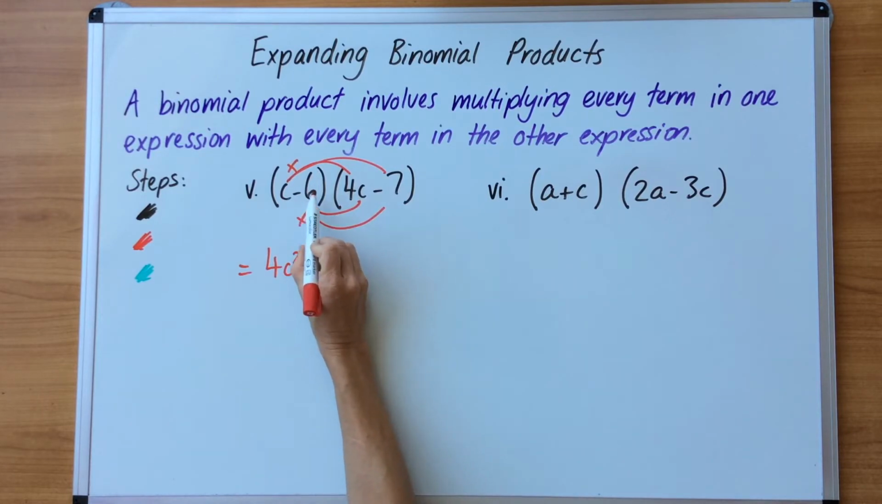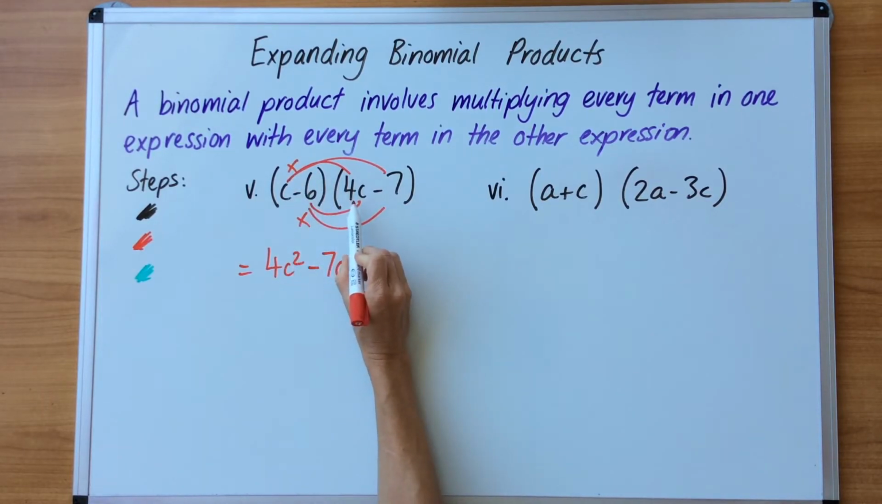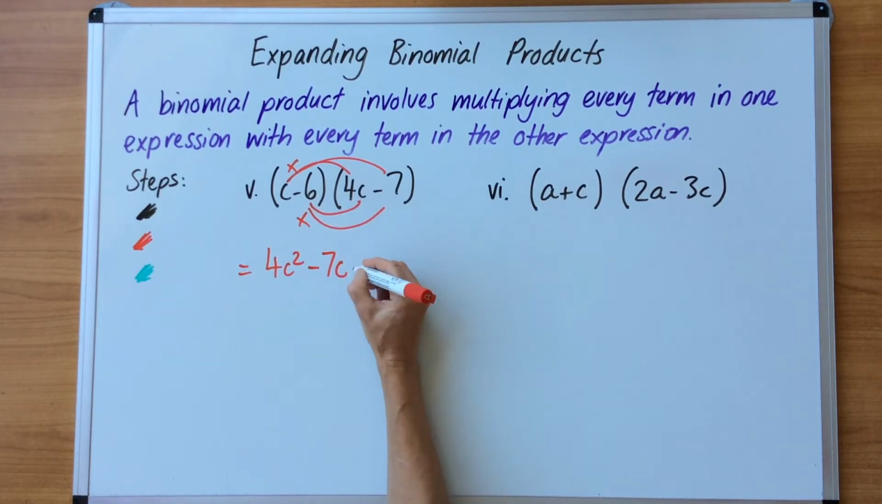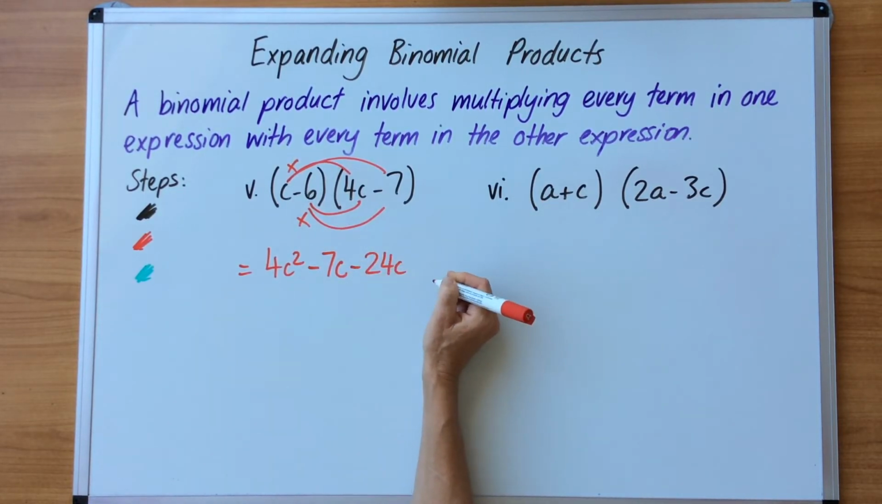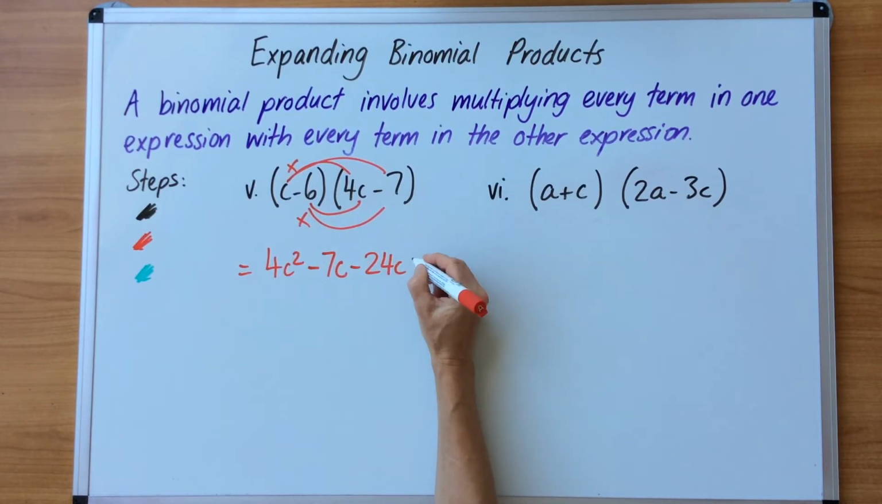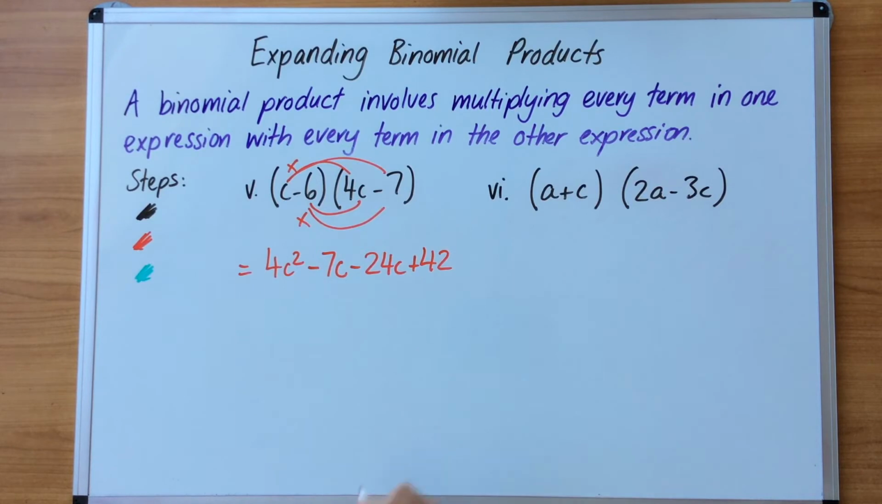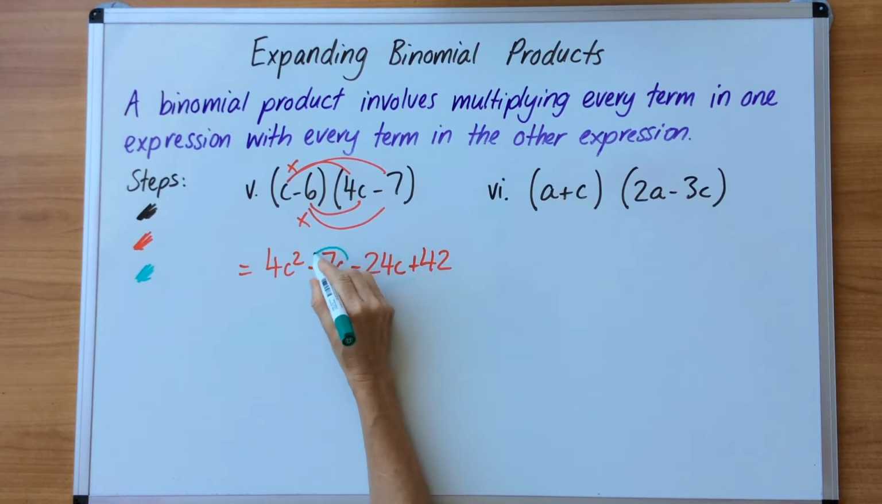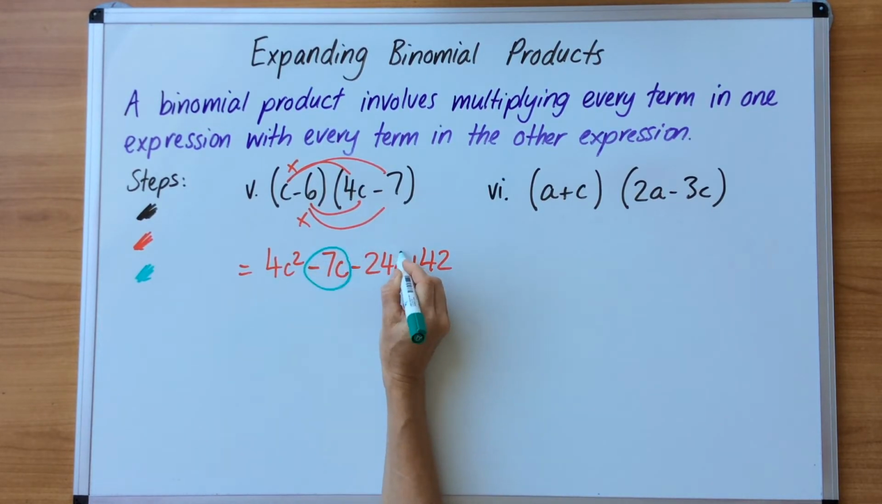We then start with a negative 6 and we multiply into the second expression. So negative 6 multiplied by 4c, negative 24c. And then negative 6 multiplied by negative 7 becomes a positive 42. We're now going to group the like terms. So we tend to look straight to the centre. We can see there's a negative 7c and a negative 24c that are related.